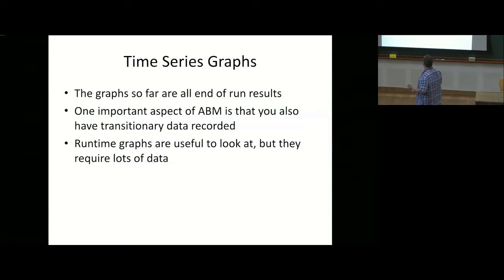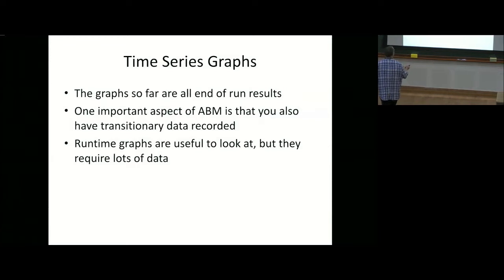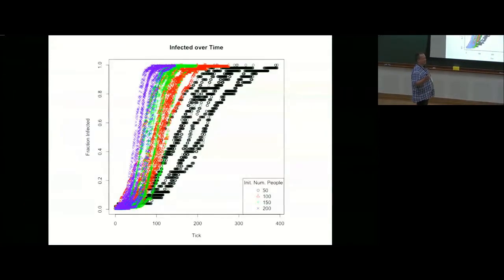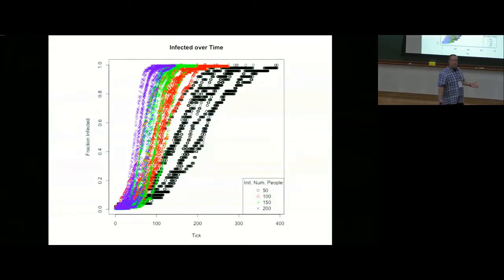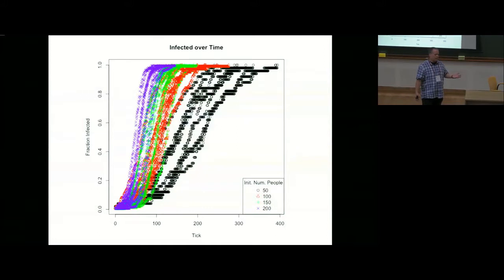So runtime graphs are often useful to look at, but they require lots of data and they kind of become hard to understand, right? So here I have all the plots of all the runs of the number of people infected at every time step, right? I always like to look at these graphs first in this way because I find it very useful. When we do means and standard deviations, we're assuming that the data is normally distributed, right? And it may not be, right?